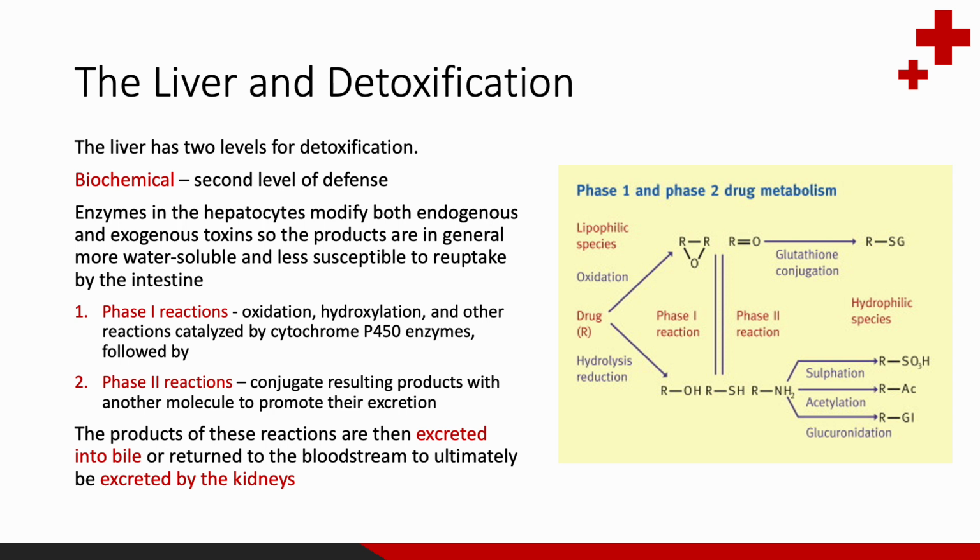The second level of defense is biochemical, wherein enzymes in the hepatocytes modify both endogenous and exogenous toxins so the products are in general more water soluble and less susceptible to uptake by the intestine. There are two phases by which this occurs. Phase 1 reactions include oxidation, hydroxylation, and other reactions catalyzed by cytochrome P450 enzymes. This is followed by phase 2 reactions, where the products are conjugated with another molecule, for instance, amino acids, glutathione, or glucuronic acids, and this promotes their excretion.